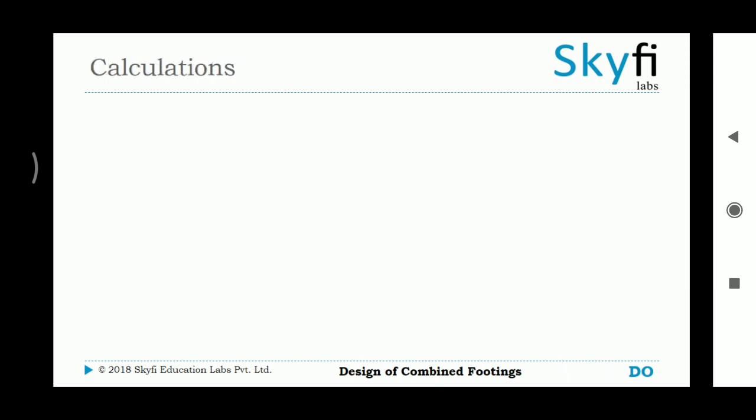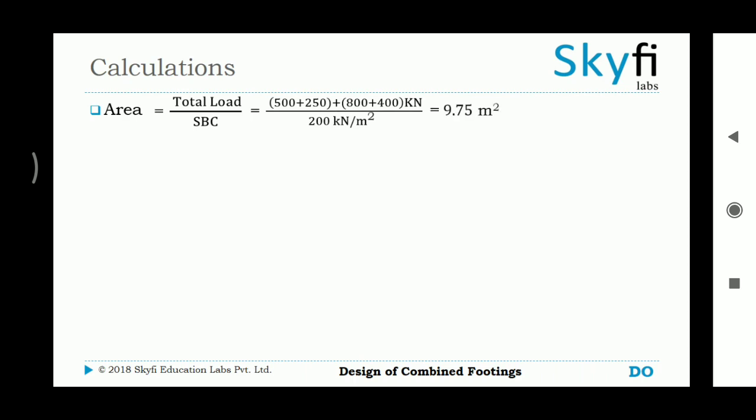Now let us do the initial calculations. As explained before, the footing area is given by the total load by SBC. The total load of the two columns on the footing is 500 plus 250 plus 800 plus 400. Thus the minimum area calculated is 9.75 meters square.